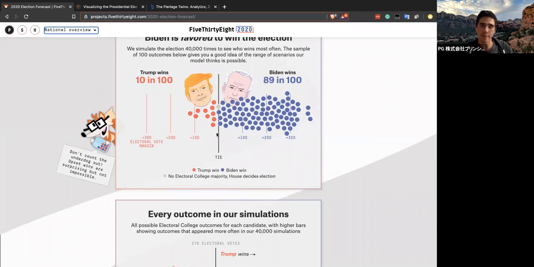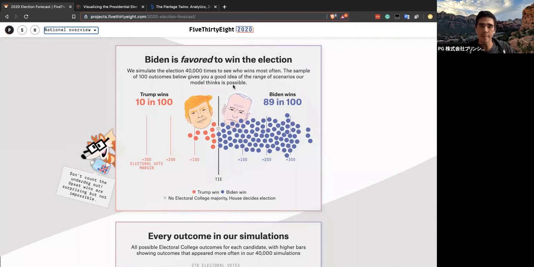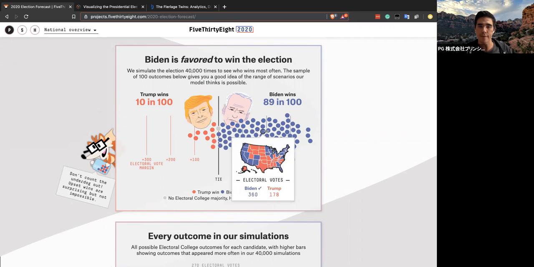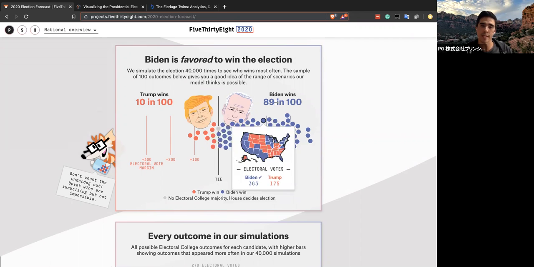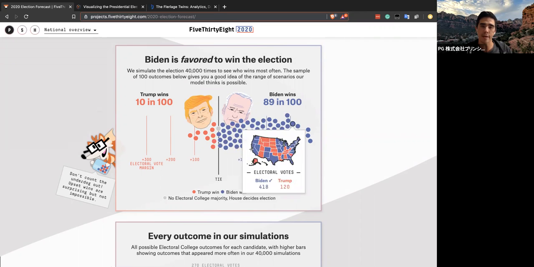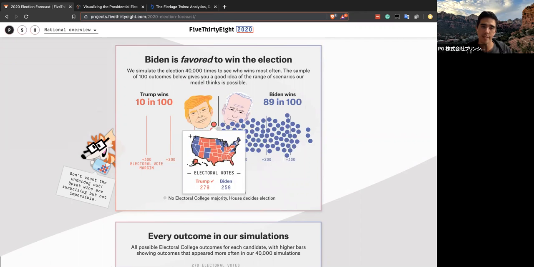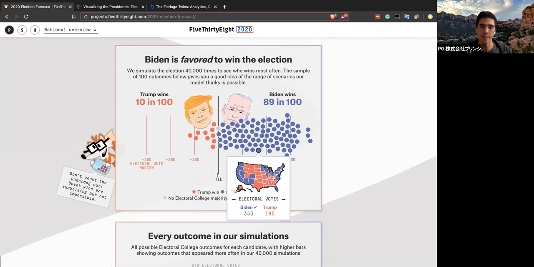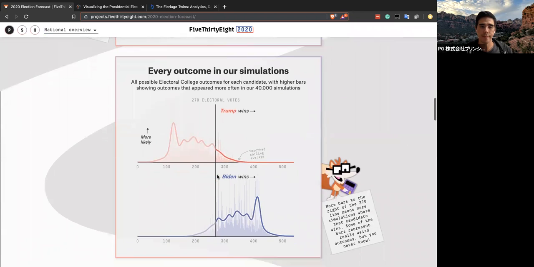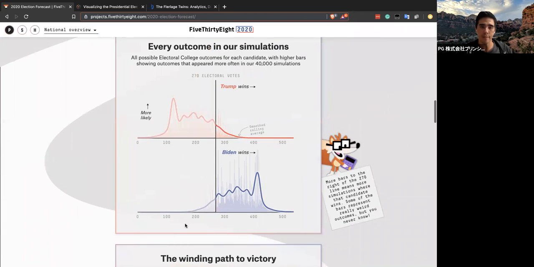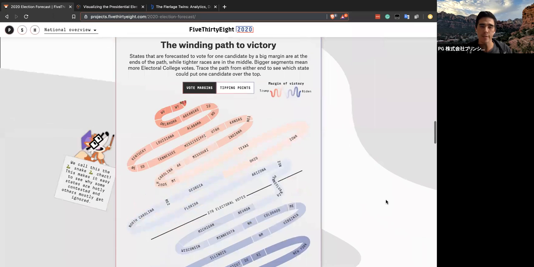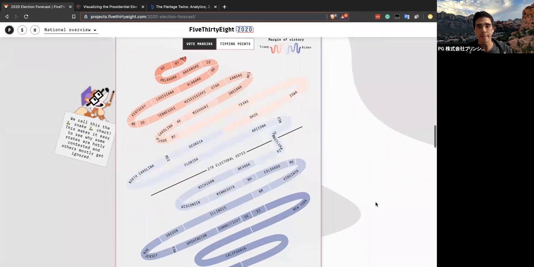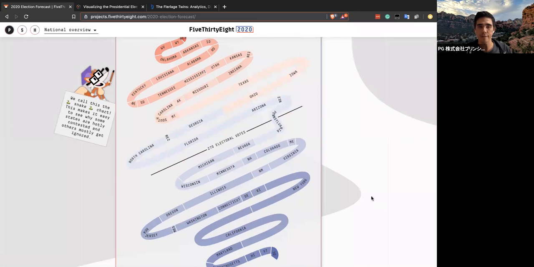So some interesting ways to visualize this data. In this case, each of these little circles is just a different scenario, right? They're saying that in 100 scenarios, 89 scenarios show Biden winning, and 10 scenarios show Donald Trump winning. And there's more charts here. This one's really interesting. This one it's kind of confusing too.